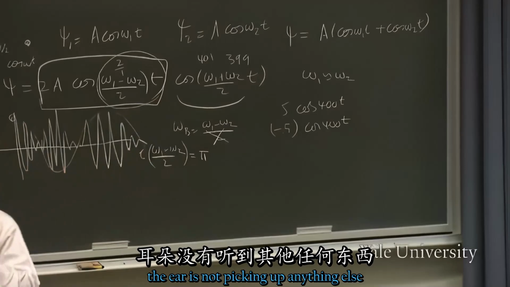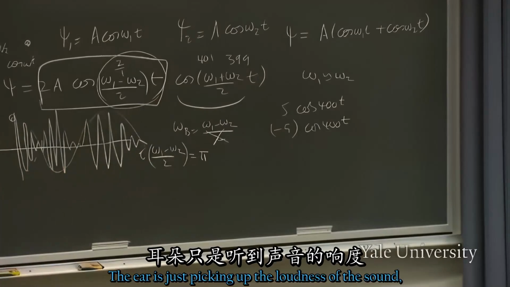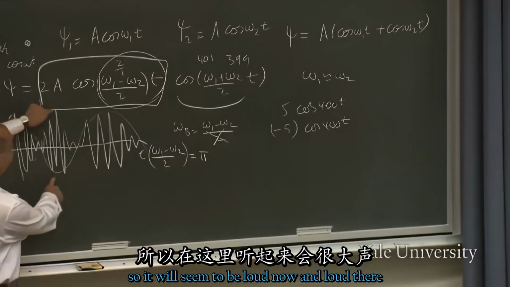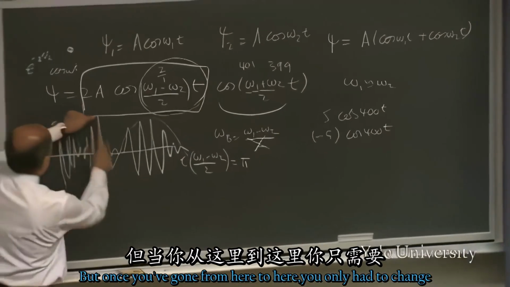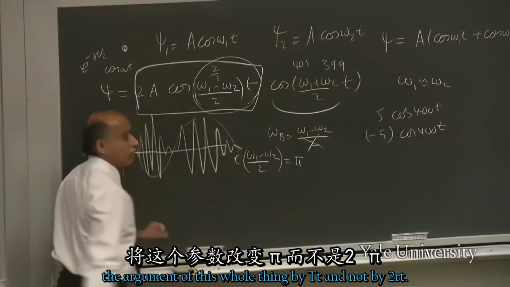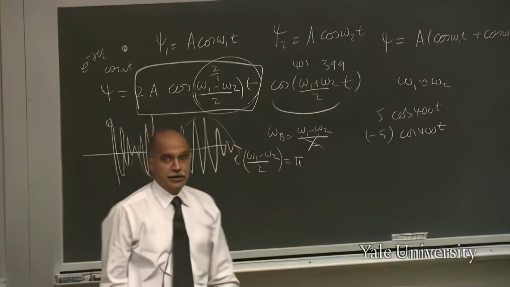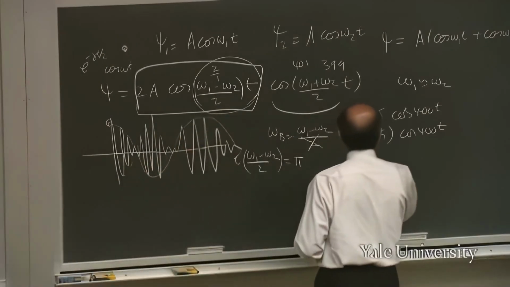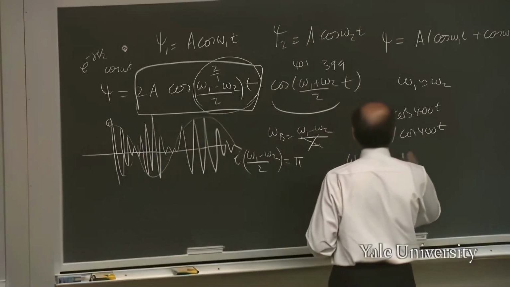And the ear is just picking up the amplitude. Ear is not picking up anything else. Ear is just picking up the loudness of the sound, so it will seem to be loud now and loud there. But once you got from here to here, you only had to change the argument of this whole thing by pi and not by 2 pi. That's why the beat frequency then happens to be simply the difference in frequencies.